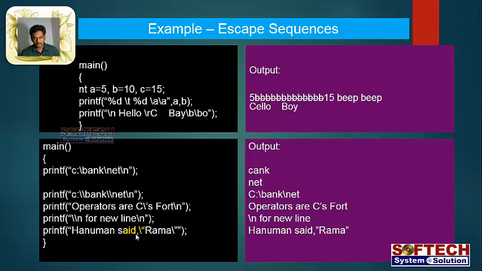Hanuman said "Rama". If we want to put Rama within double quotes like that, we must give \". Otherwise the compiler is confused: this is the start of the string, this is the end of the string. So if we want to display the double quote, we must give \". This is an escape sequence to display a double quote. It displays only a double quote, and after that \" displays one double quote. So it displays: Hanuman said "Rama".